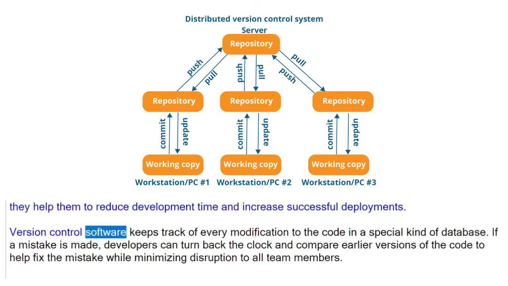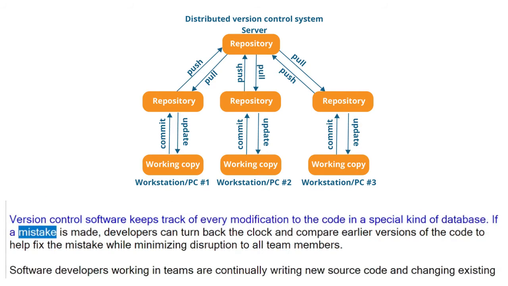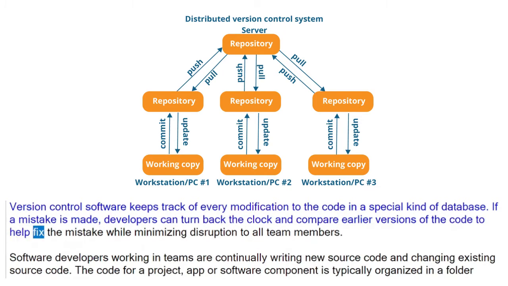Version control software keeps track of every modification to the code in a special kind of database. If a mistake is made, developers can turn back the clock and compare earlier versions of the code to help fix the mistake while minimizing disruption to all team members.